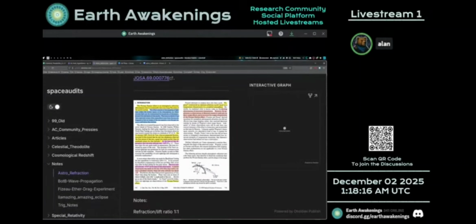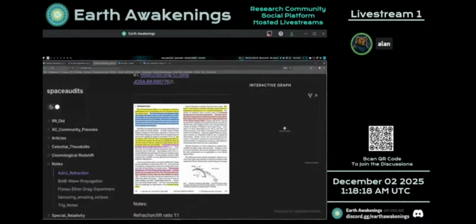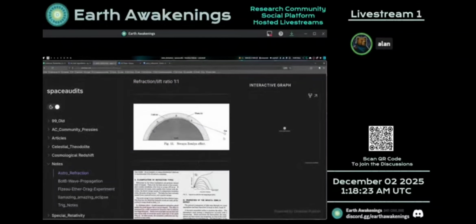And what we see here from the diagram is that the sun is 4.9 degrees below the horizon, but it's also 4.9 degrees above. And they have some explanations for it.